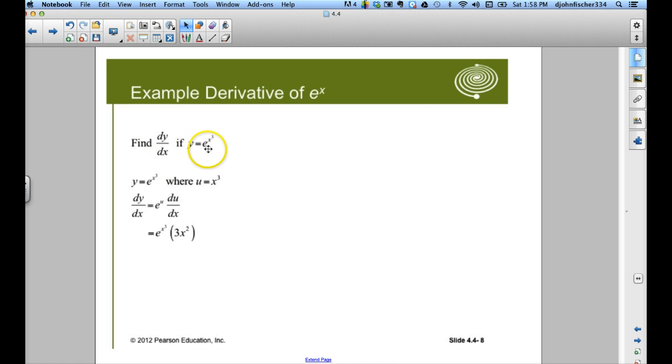Find the derivative of y if y is equal to e to the x cubed, where u is x cubed. So we're going to let u be x cubed. The derivative of e to the u is e to the u times the derivative of the exponent. The derivative of x cubed is 3x squared. Now we put x cubed back into the equation, so we get e to the x cubed times 3x squared. And so the derivative of this function is this. So derivative inside and outside.